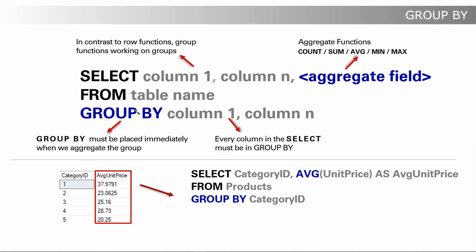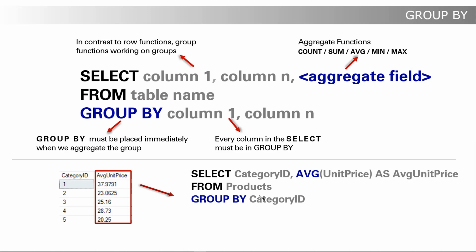The group by must be placed immediately when we aggregate the group. After the group by, we need to add all the columns that we placed after the select, because for the columns in the select, there must be a group by. So again, we select the columns that we want. After that, the aggregate field, one of those. And when we place the aggregate field, we must add group by, and after the group by, all the columns that we have in the select.